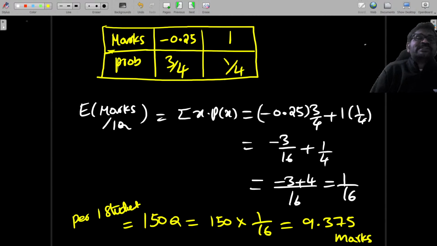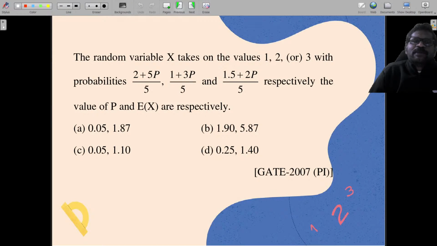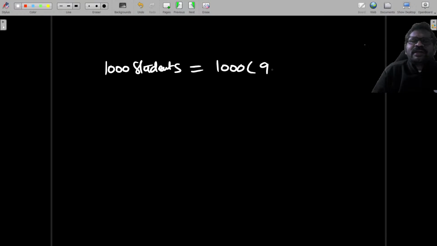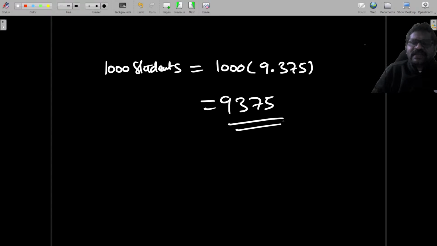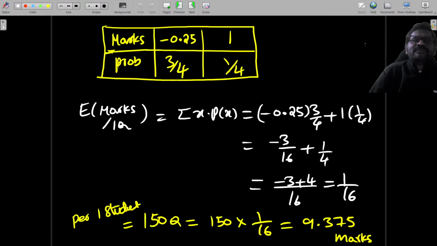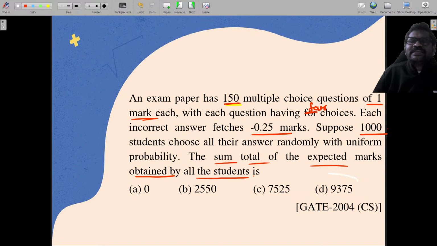So total 1000 students attended the examination. All the students selected the answers randomly. That's why the sum of the total of their expected marks, for 1000 students, is 1000 multiplied with 9.375, that is 9375 marks. The sum of the total of their expected marks is 9375. So the correct answer is 9375.